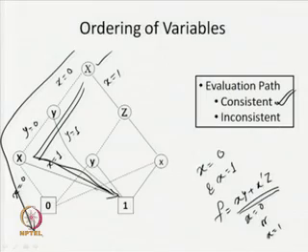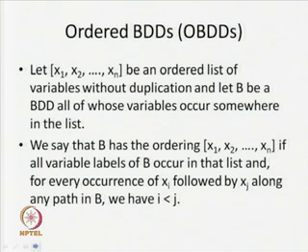We are going to put some restriction on the occurrence of the variables, a particular ordering of the variables, and after putting this ordering, we get an ordered BDD, an ordered binary decision diagram. In an ordered BDD, the variables come in a particular order. Let us consider that x 1, x 2, ..., x n be an ordered list of variables without duplication, and let B be a BDD, all of whose variables occur somewhere in the list. Now, we are considering a BDD where all the variables of this list occur somewhere, and this is an ordered list where duplication is not allowed.